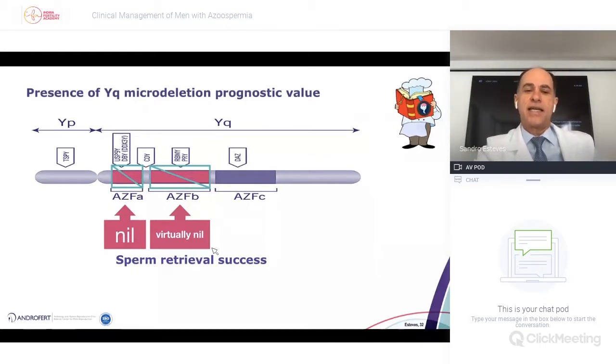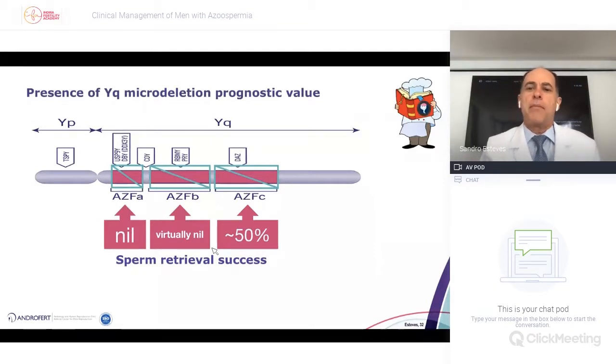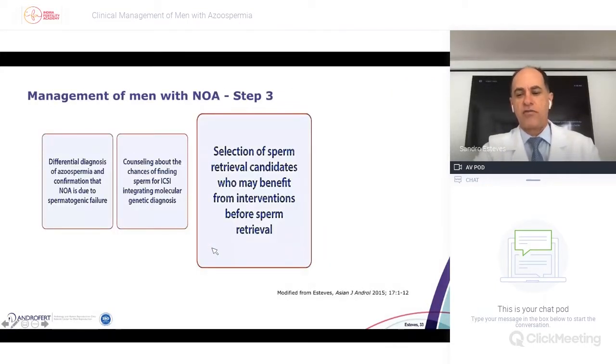But it's very rare. So overall, we can say that patients with AZFA and AZFB are not candidates for sperm retrieval. By contrast, patients with AZFC have an overall success rate of 50% when they go for sperm retrieval. So for patients with AZFC microdeletions, we might discuss an opportunity to go ahead with treatment and then offer sperm retrieval, because our chances of finding sperm will be around 50%.